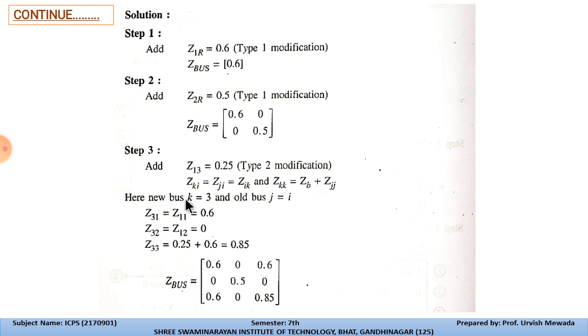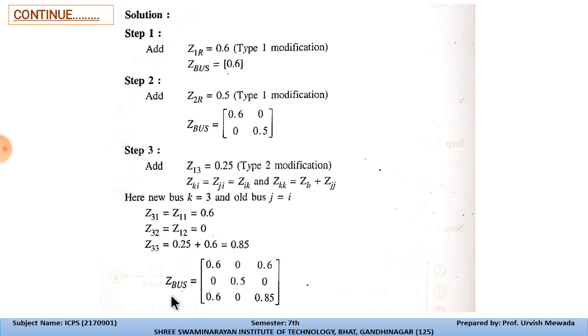So here new bus k is equal to 3, and old bus j is equal to 1. So Z31 will become Z11, which is equal to 0.6, and Z32 is equal to Z12, which is equal to 0. So Z33 will be the addition of Z13 and Z2R, 0.25 plus 0.6, so 0.85.